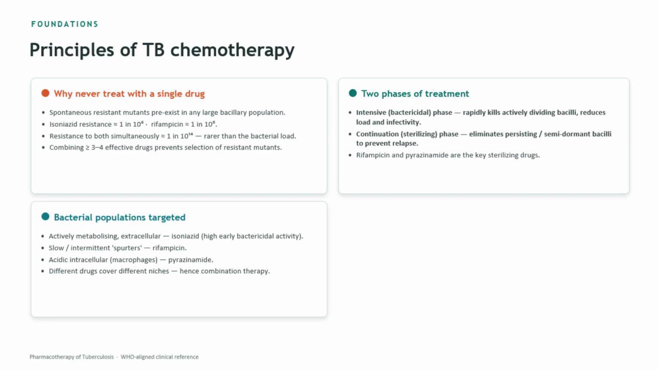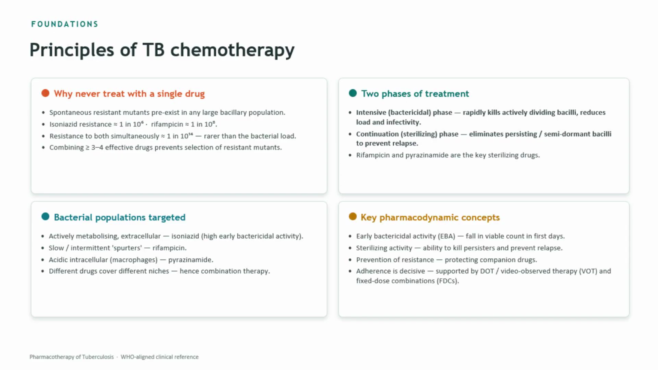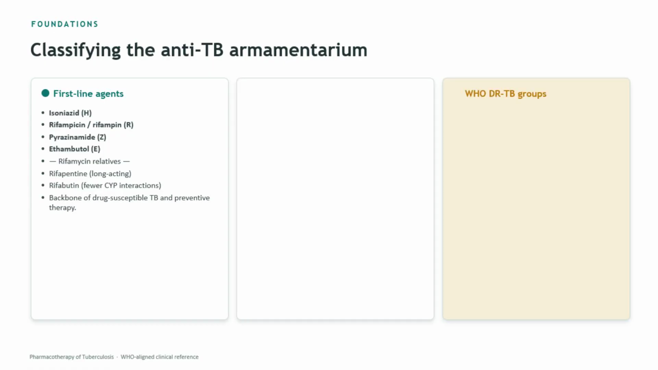Okay, foundational principle number 1, and if you remember nothing else, remember this: never ever treat active TB with a single drug. Why? Because in any big population of bacilli, resistant mutants already exist by chance, roughly 1 in a million for isoniazid, 1 in 100 million for rifampicin. Hit them with one drug and you just handpick the survivors. But resistance to both at once is 1 in 10 to the 14, rarer than the number of bugs present. That's the whole logic of combination therapy. And notice the 2 phases: an intensive phase to smash the actively dividing bacilli, then a continuation phase to sterilize the sneaky persisters.